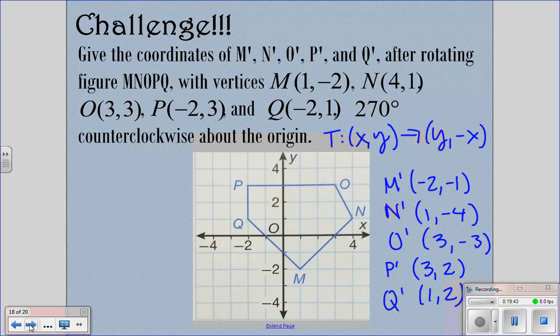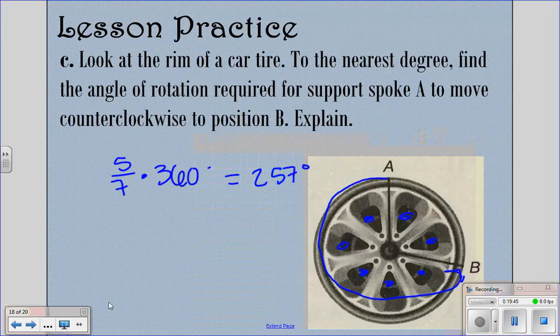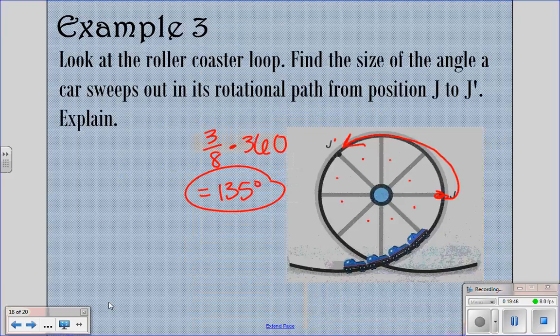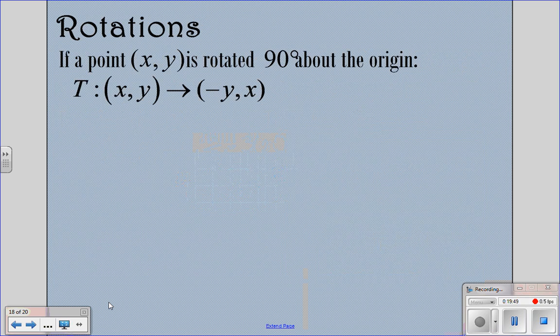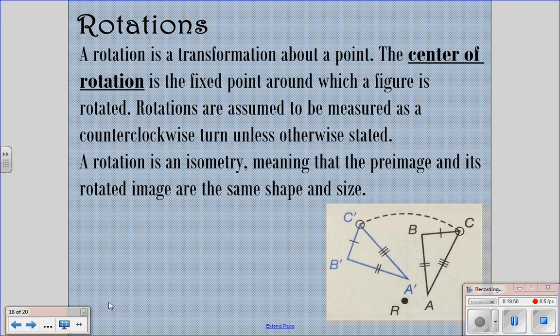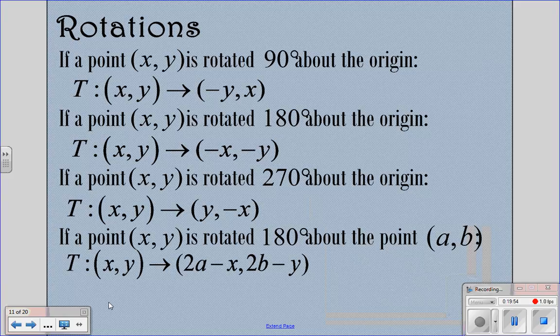So I'm going to go back real quick. You want to learn these. You definitely want to learn those 4. Okay? If you don't learn those 4, then it's going to make it really hard to do these.